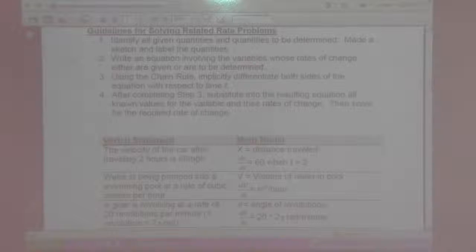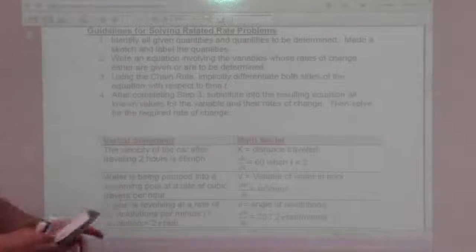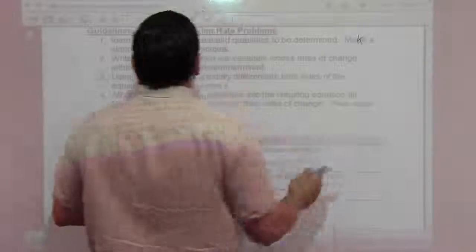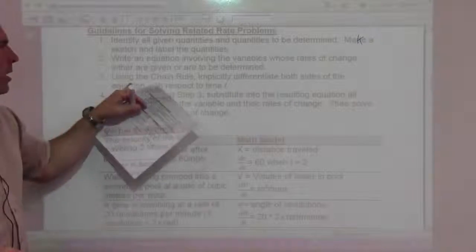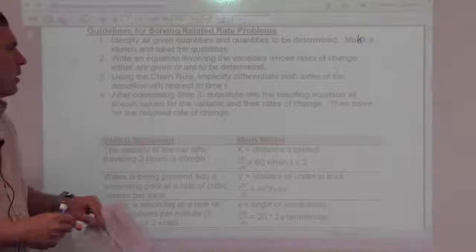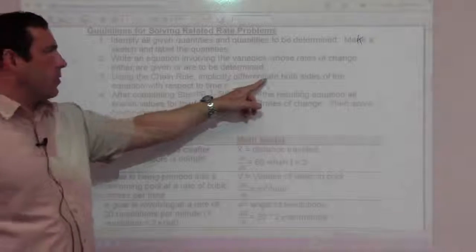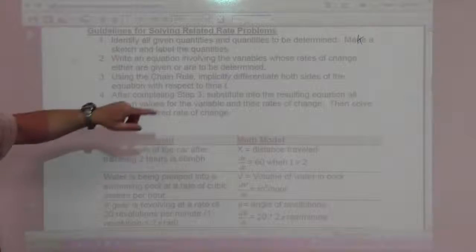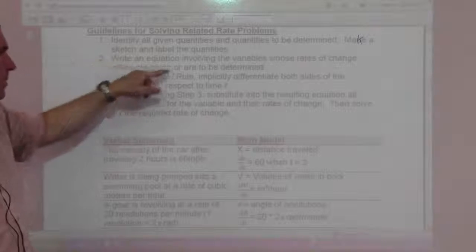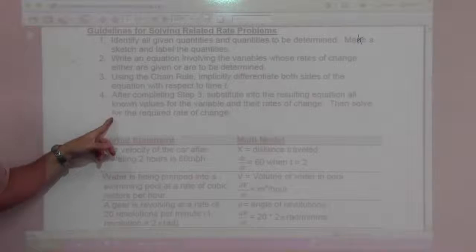Guidelines for solving related rate problems. Identify all the given quantities and quantities to be determined. Make a sketch, if it helps, and label the quantities. Write an equation involving the variables whose rates of change either are given or are to be determined. Use the chain rule and implicitly differentiate both sides of the equation with respect to time t. After completing step 3, substitute into the resulting equation all the known variables and the rates of change, and solve.